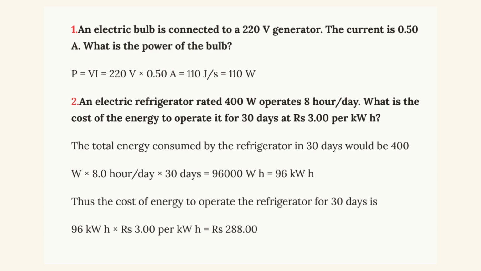Thus, from the formula of electric energy consumed, energy equals power times time times days. Energy equals 400 times 8 times 30. Energy equals 96,000 watt-hour. Hence, the total energy consumed after 30 days is 96 kilowatt-hour. It is given, cost per kilowatt-hour is 3 rupees, therefore, the total cost after 30 days will be equal to 96 times 3 equals 288 rupees.